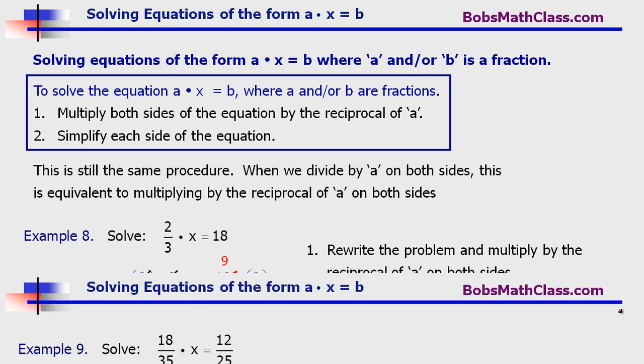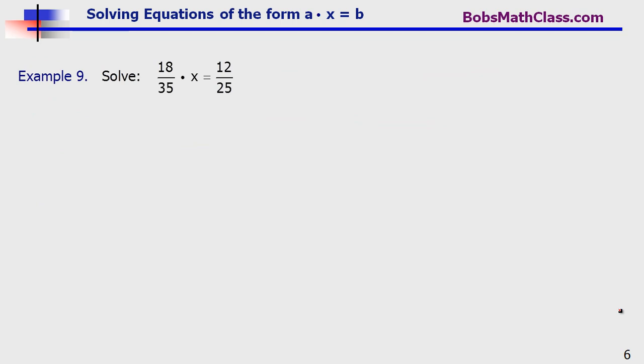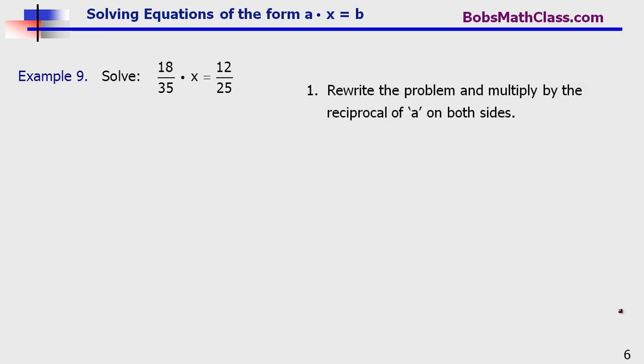Okay, so another problem. 18 over 35 times x equals 12 over 25. So we're going to rewrite the problem and multiply by the reciprocal of a on both sides. So the reciprocal of a is 18 over 35. Sorry, the reciprocal of 18 over 35 is 35 over 18. So we're going to multiply both sides by 35 over 18.